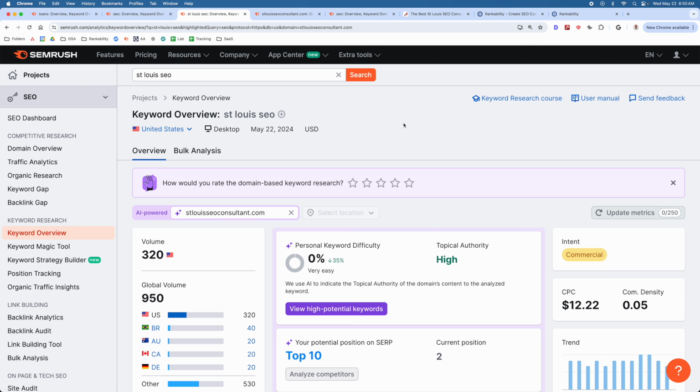And so once you find the perfect keyword to go after, the next thing you want to do is start to figure out how you can build the most relevant page. And the good news is the best way to do that is with Rankability.